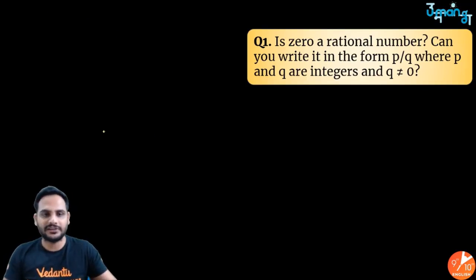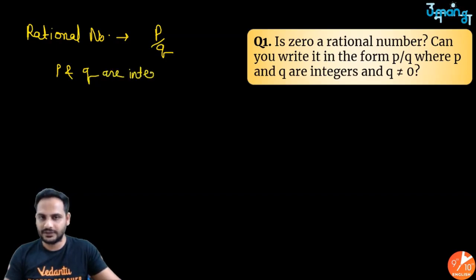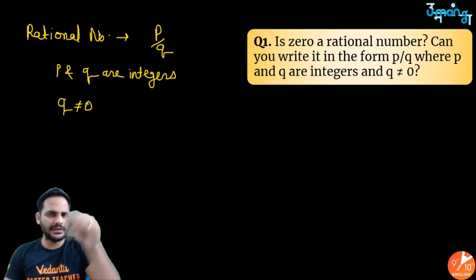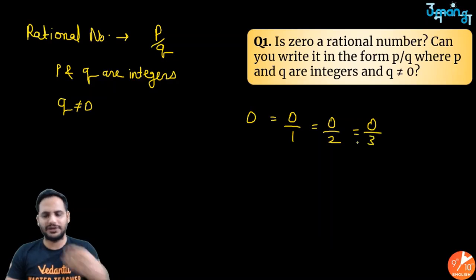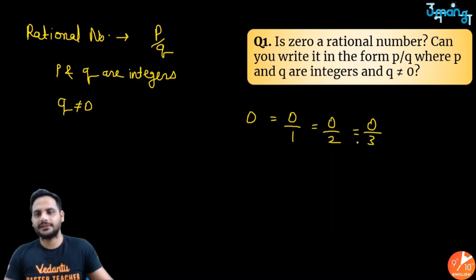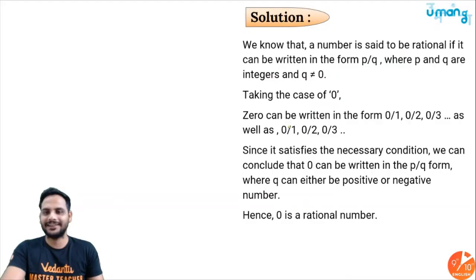Yes. For a rational number, what do we need? We know a rational number is a number which is written in the form of P by Q, where P and Q are integers. Remember? And Q should not be equal to 0. Is there anywhere I have written that P also should not be equal to 0? No. So 0 I can write as 0 by 1, or 0 by 2, or 0 by 3. Whatever way I want to write, I can write it. So I can say 0 is a rational number because it is in the form of P by Q. 0 is an integer, 1 is also an integer, Q is not equal to 0. As simple as that. Okay. Next question.